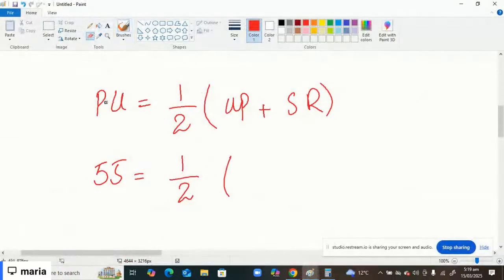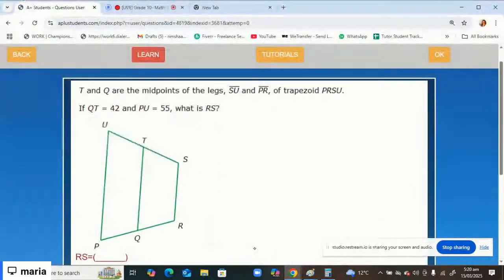This is QT, the midpoint of these two values. Now here we are just placing the value of QT, because the midpoint value we are putting on the side. So what is the QT?